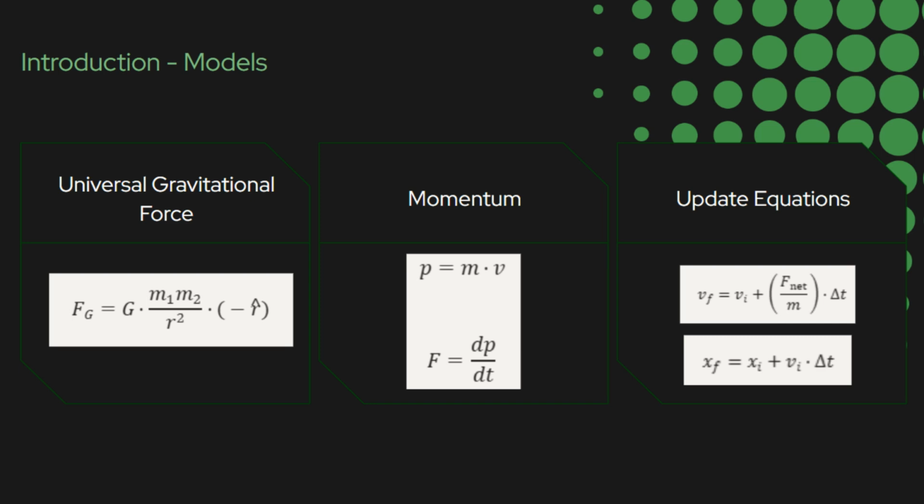Models. First, we have the universal gravitational force, which is equal to the gravitational constant times the mass of 1 times the mass of 2 over the radius between the two squared, times negative r hat. Then we have the momentum, p equals mv, and F is equal to the change in momentum, and the update equations for velocity and position.